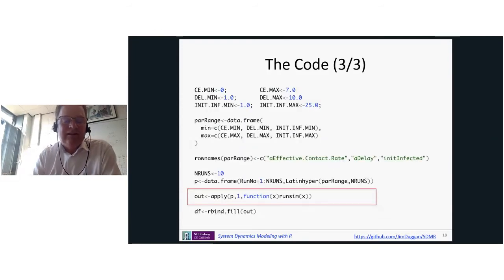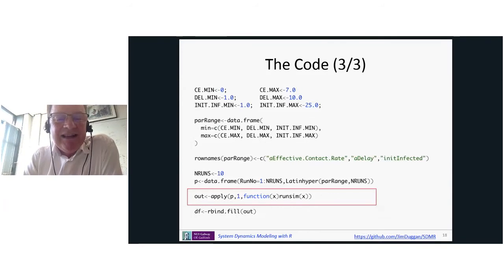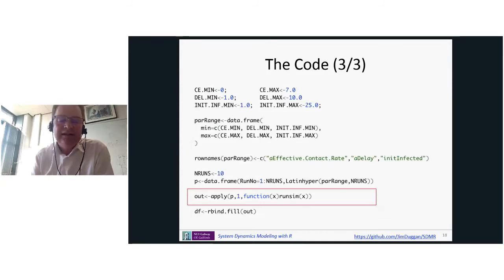So once that's set up, I know I'm probably skipping through this a little bit, but the key thing here is that in order to run the simulations, we just have to call one line of code. You see the line down towards the end where we say out is apply p bracket 1, and then we define the function x, and then we go run sim with x. So this is where R can be quite useful, because we have vectorized functions, and essentially we can write a very short piece of code that will operate on every single row in the data frame, where the data frame contains the run number and the sampled values for each parameter.